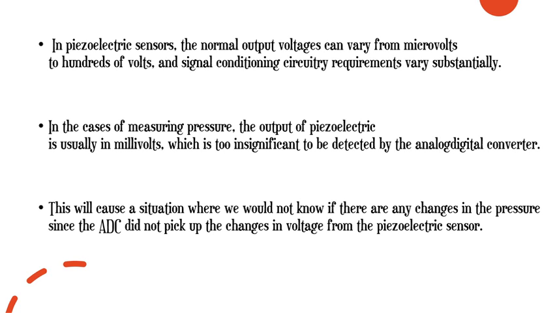In piezoelectric sensors, the normal output voltages can vary from microvolts to hundreds of volts, and signal conditioning circuitry requirements vary substantially. In the case of measuring pressure, the output of piezoelectric is usually in millivolts, which is too insignificant to be detected by the analog-digital converter. This is proven by the specification of LC703 load cells that show that the output voltage is only 2 millivolts. This will cause a situation where we would not know if there are any changes in pressure since the ADC or analog to digital converter did not pick up the changes in voltage from the piezoelectric sensor.